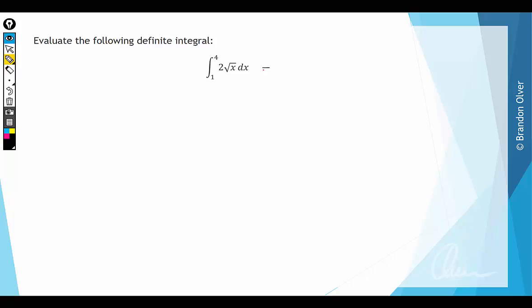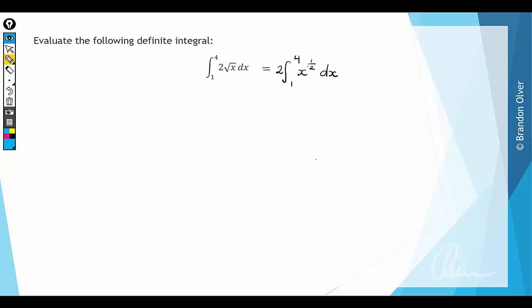So we can write this as being the integral between 1 and 4. And the 2 can come out the front, and we can say that x to the power of a half is the same as the square root of x. So we can evaluate this integral instead.